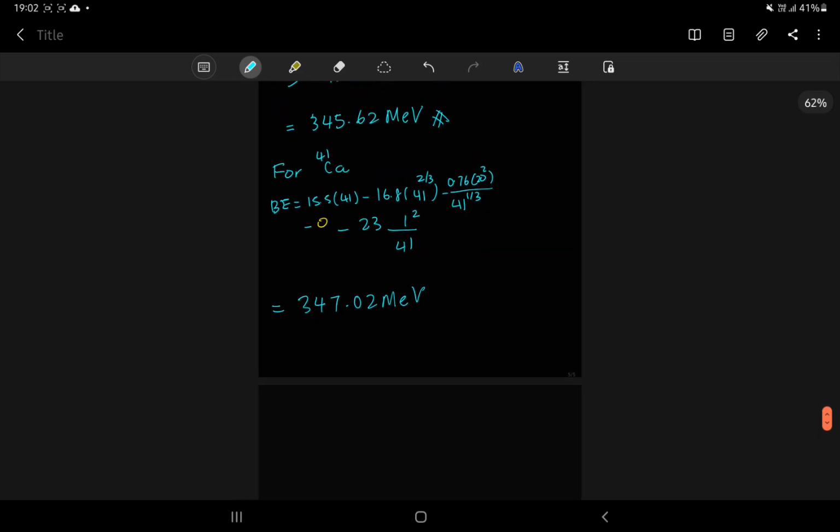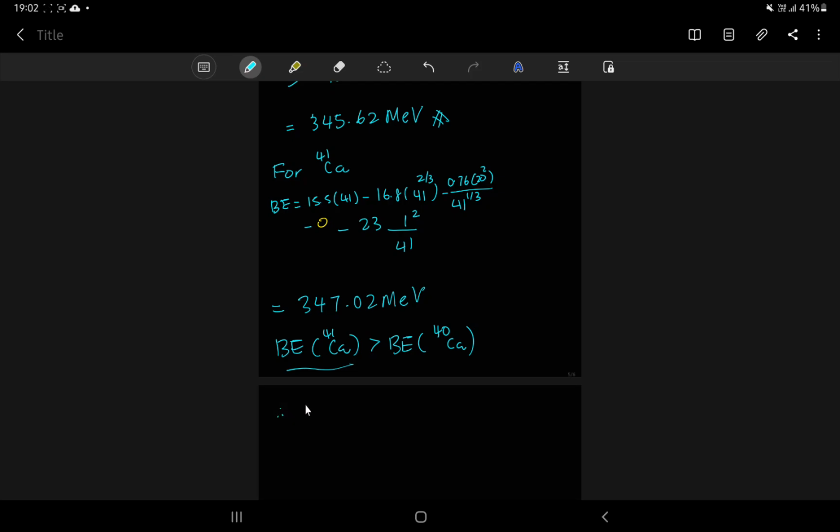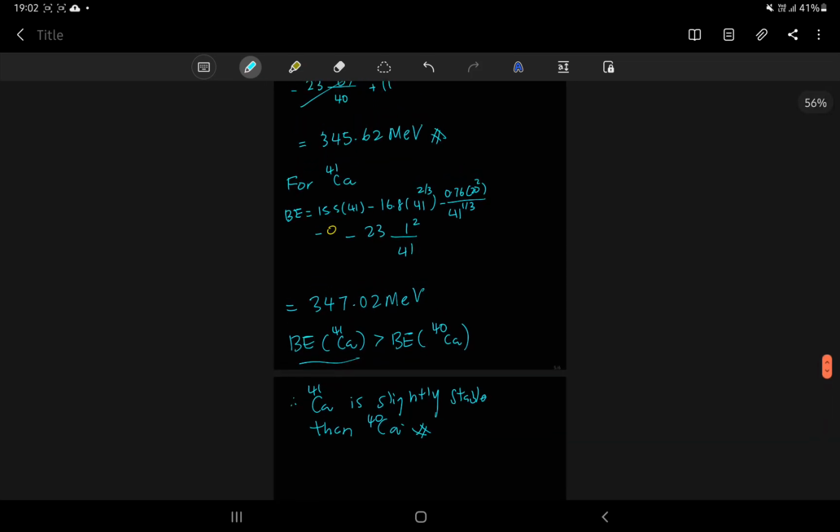So we see that the binding energy of calcium 41 is slightly greater than the binding energy of calcium 40. Which means, because the binding energy is higher, calcium 41 is slightly more stable than calcium 40. This is according to the liquid drop model. Okay, so question B is done.